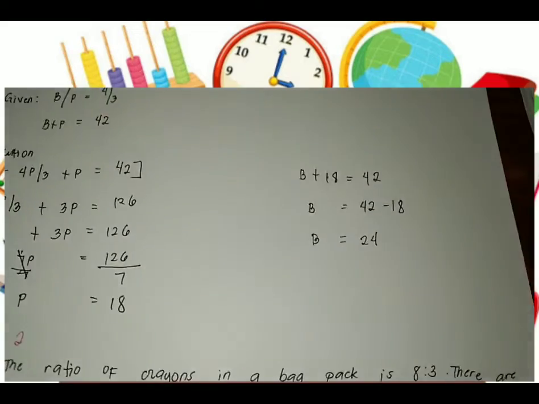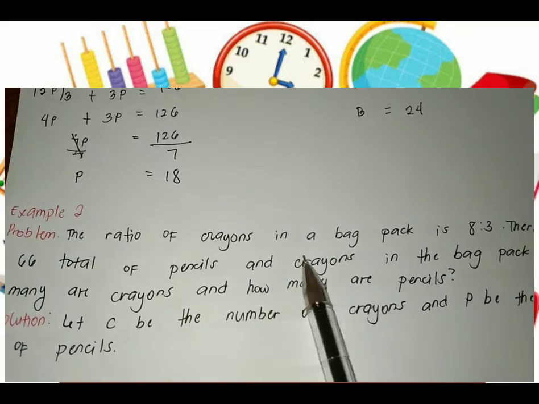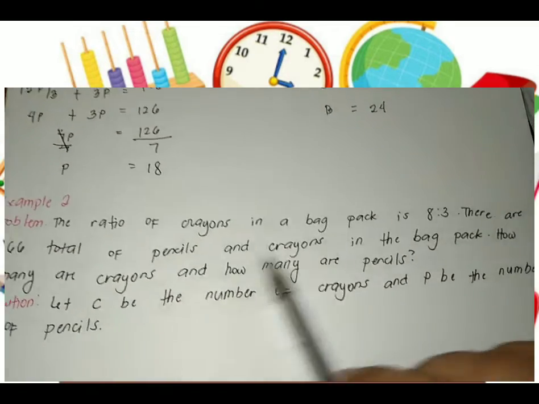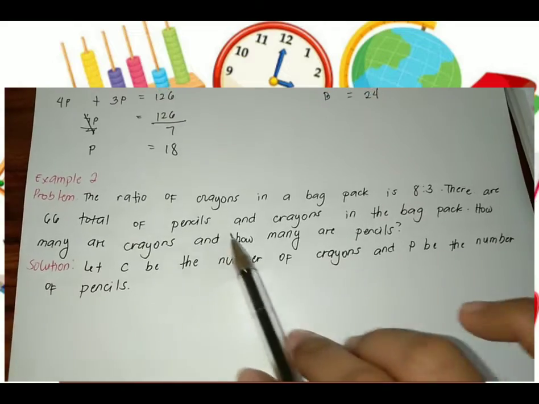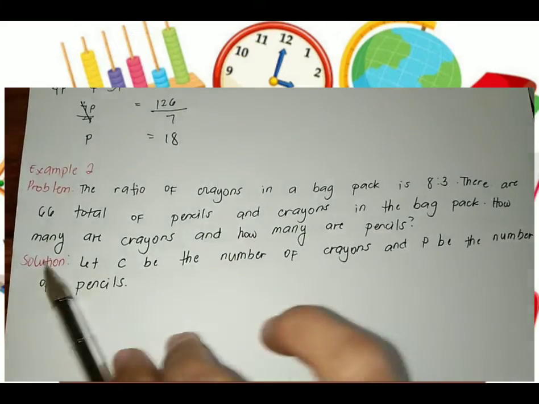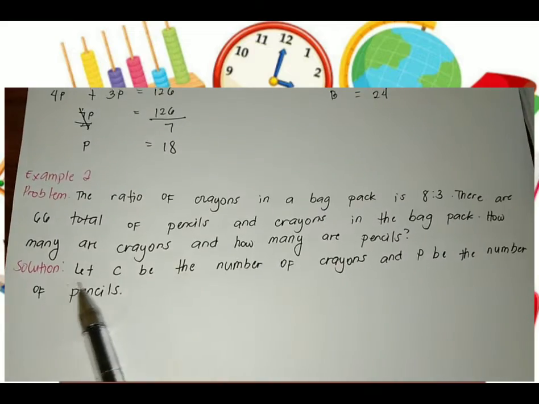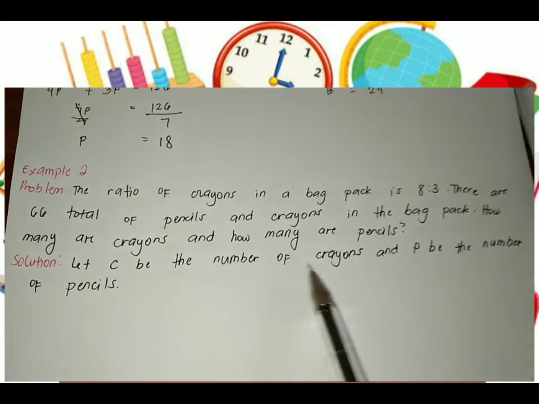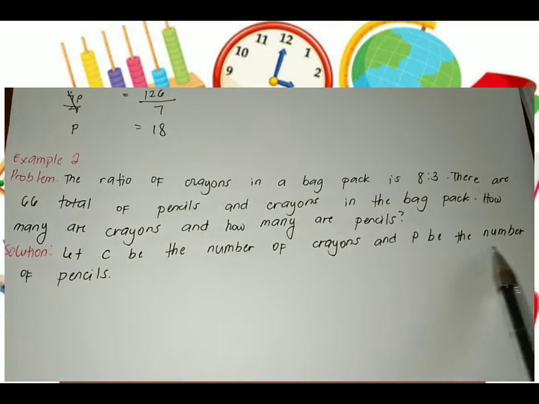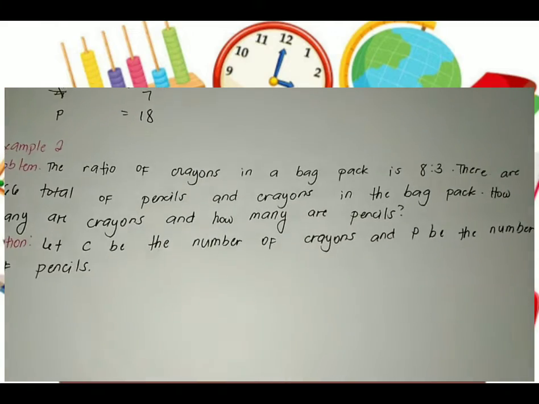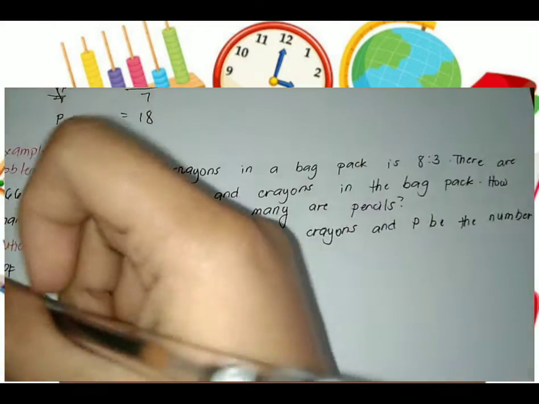Now we are going to move on to our example number 2. The ratio of crayons to pencils in a backpack is 8 by 3. There are 66 total pencils and crayons in the backpack. How many are crayons and how many are pencils? So the solution is, let C be the number of crayons and P be the number of pencils.